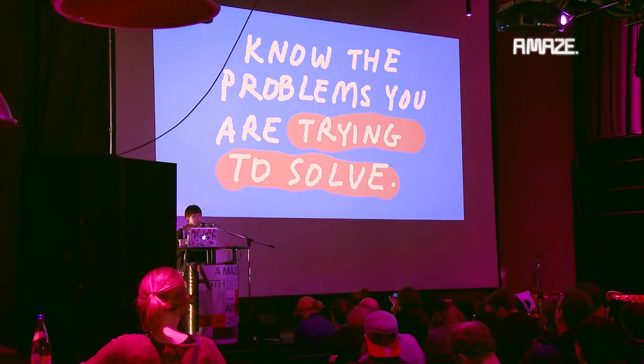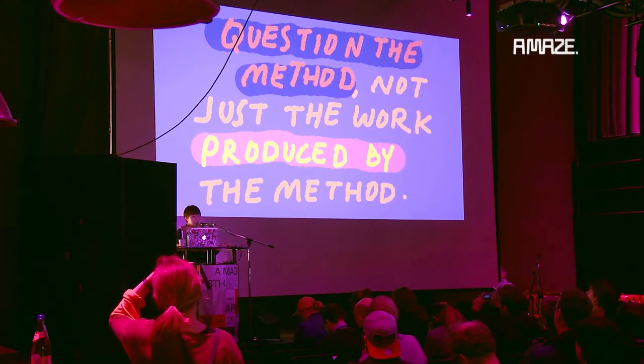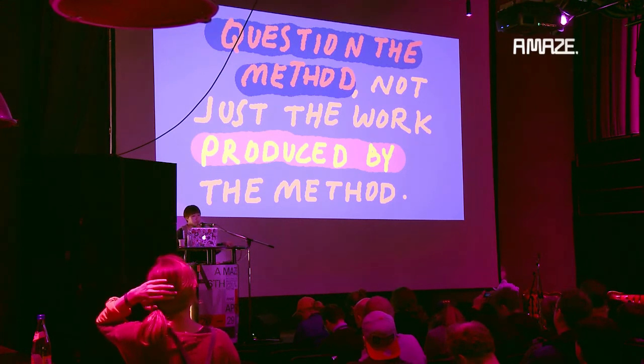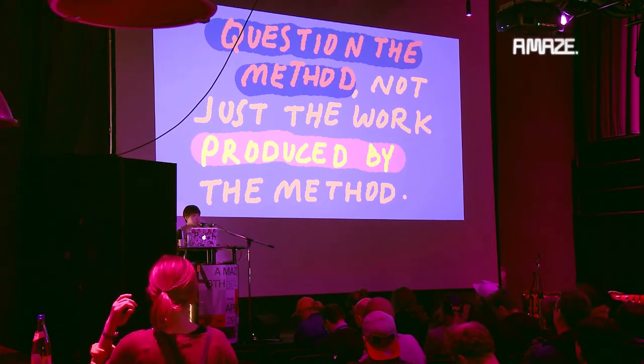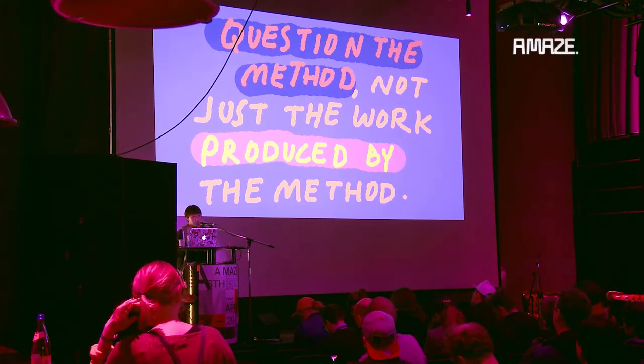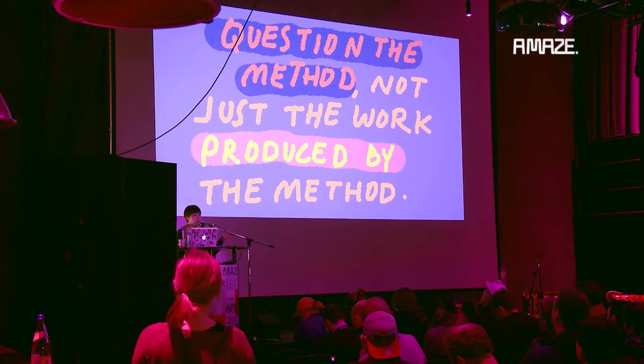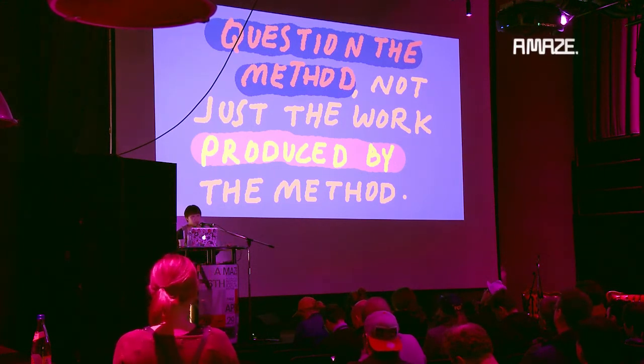And you also want to know the problems that you're trying to solve. The thing is, you might not know the problems before you start making it and coming up with problems. So I guess that advice leads to question the method, not just the work you've produced with this method. Sometimes I'm not going to know what problems you're going to encounter, but the thing with me is I was too focused on looking at all the stuff I created using this prototyping method, whereas I really needed to be questioning the method itself.